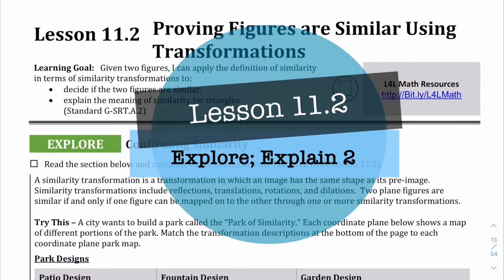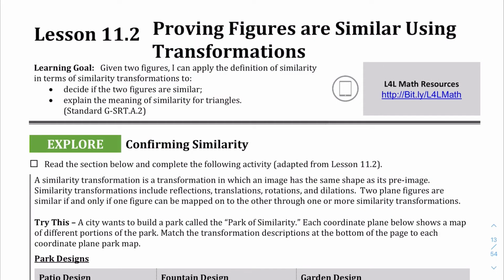Okay, welcome to lesson 11.2, proving figures are similar using transformations.